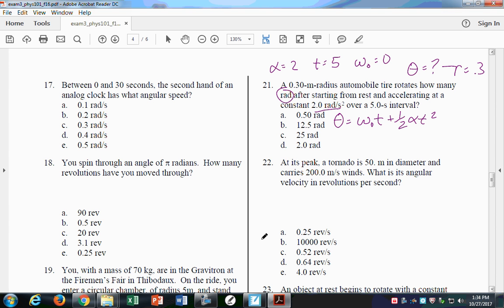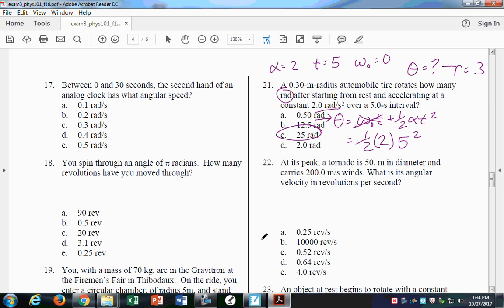Because I'm looking for theta, I know that eventually I'm going to have to use this equation, because it's all that I know to give me the angular position. Omega naught is 0, so that goes away. And so this just becomes 1/2 alpha, which is 2 radians per second squared, times 5 squared, which is going to be 25 radians.